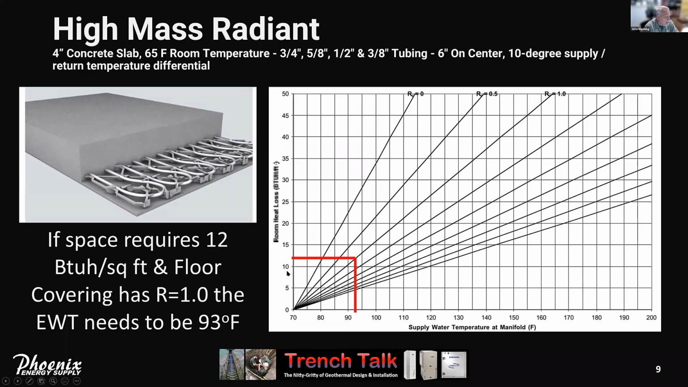The way we do that, we look at our heat load and BTUs per square foot, and this is usable square footage. So if you've got cabinets or anything going over the top of this floor, you can't count that square footage. We're talking about the output of the usable floor. So 12 BTUs a square foot will drop us down to about 93 degrees. Great for geothermal performance.